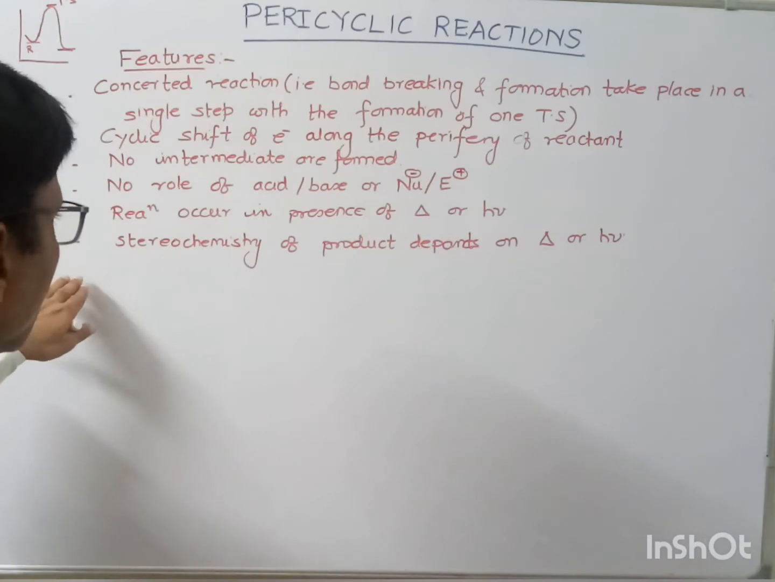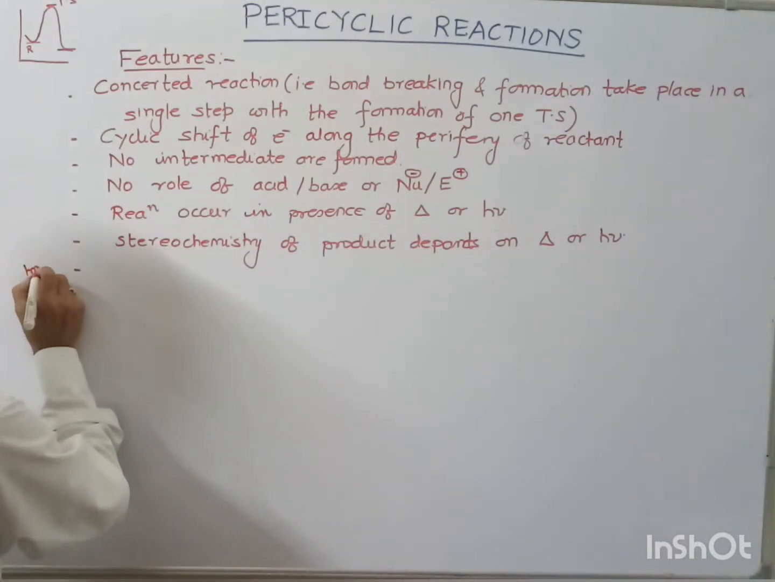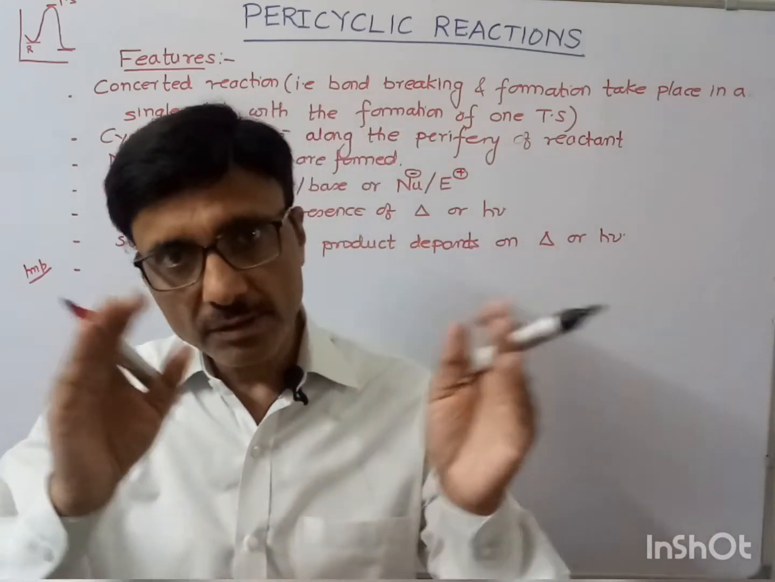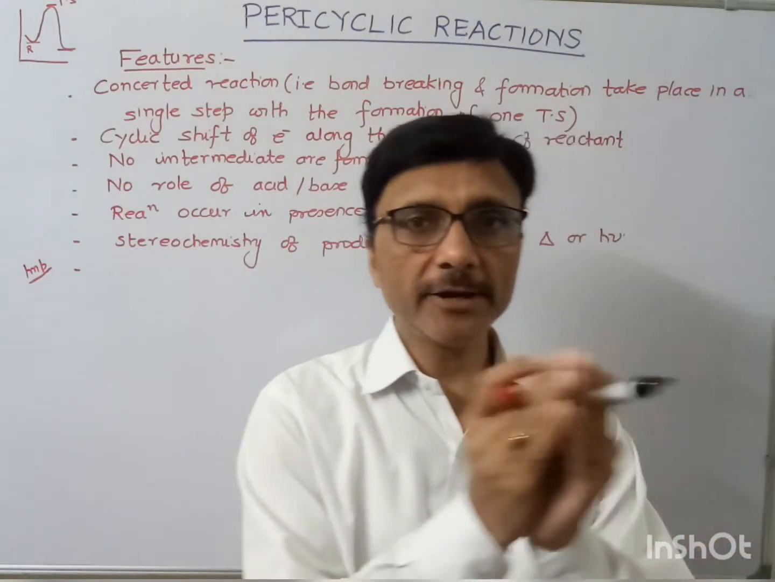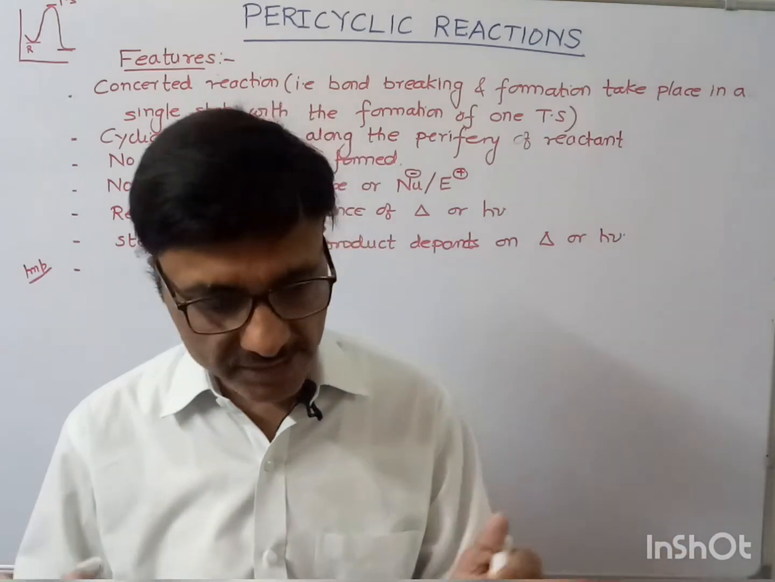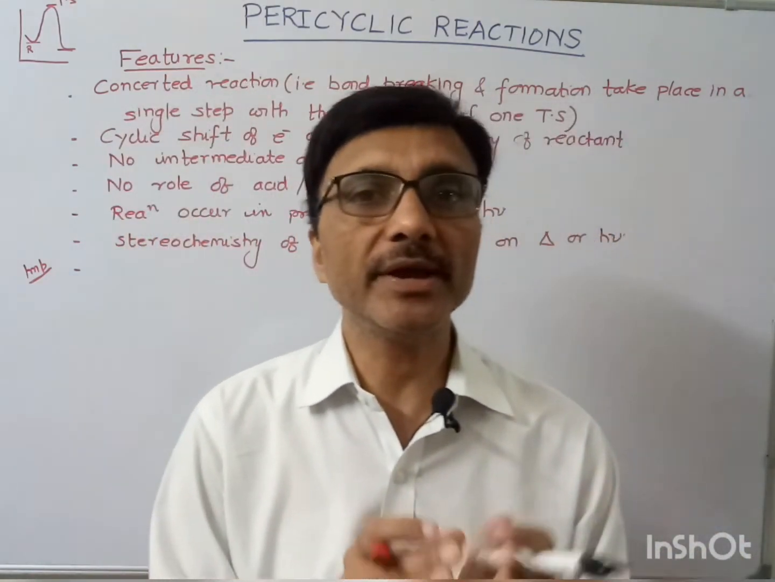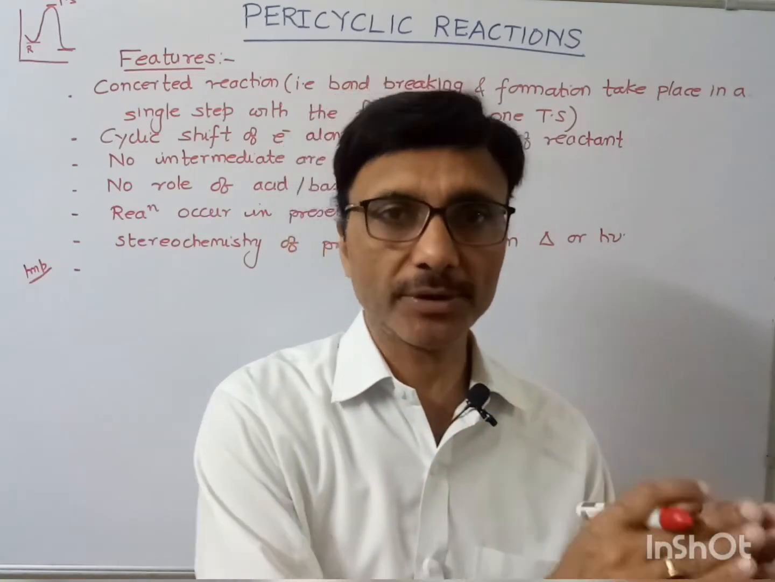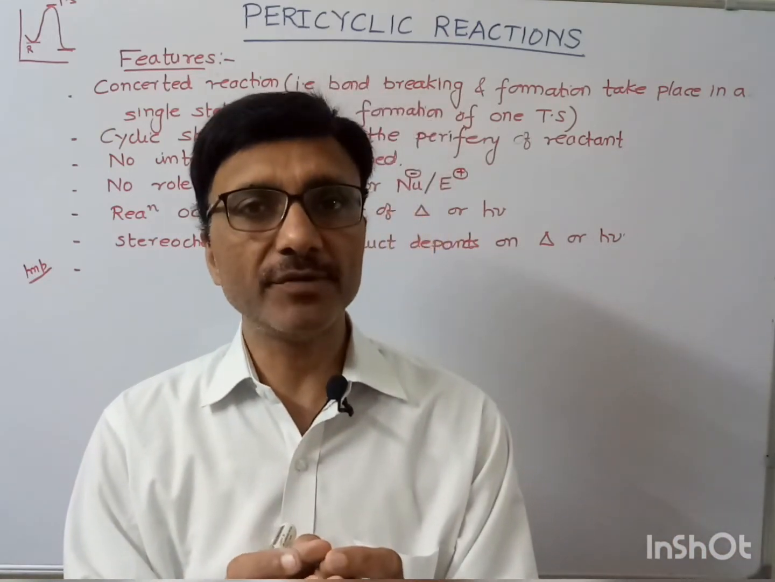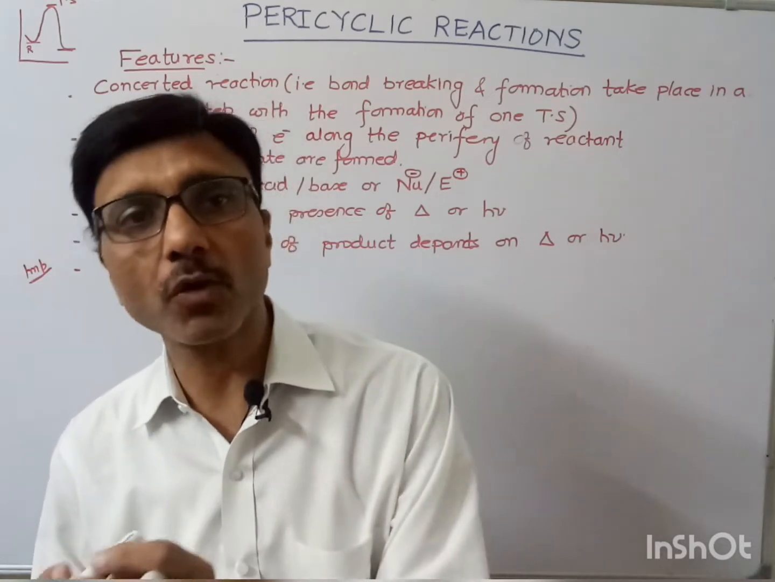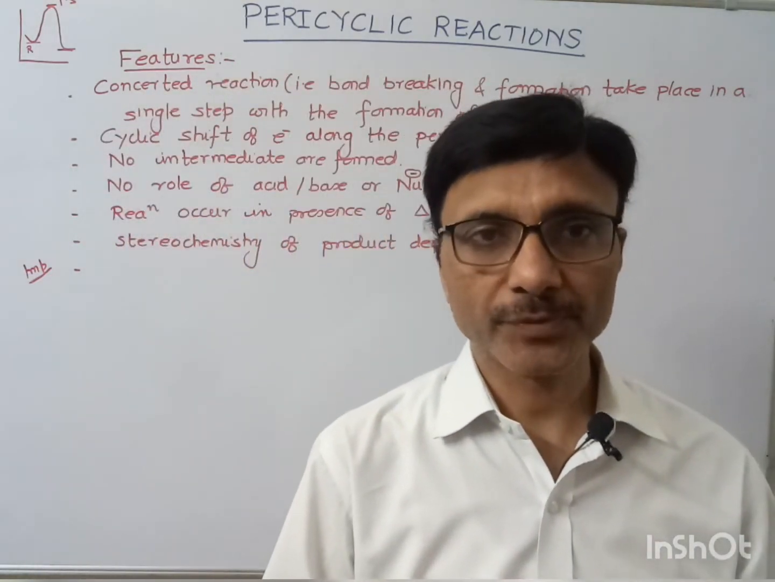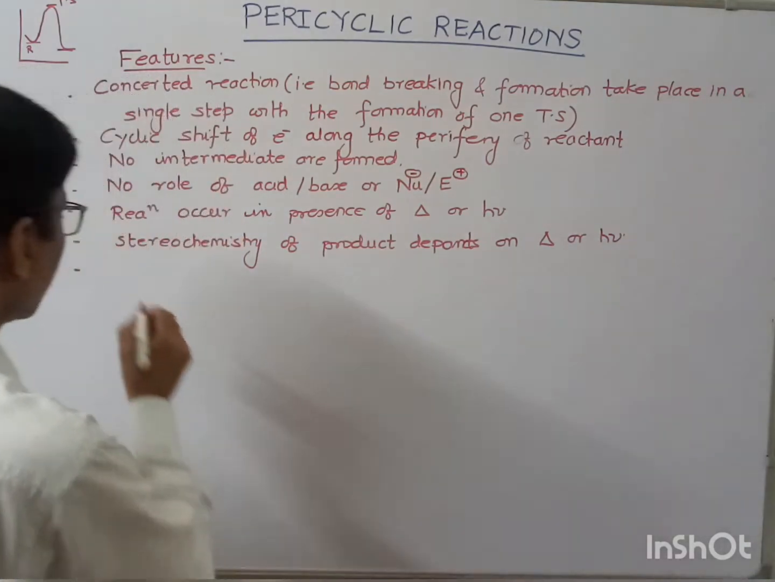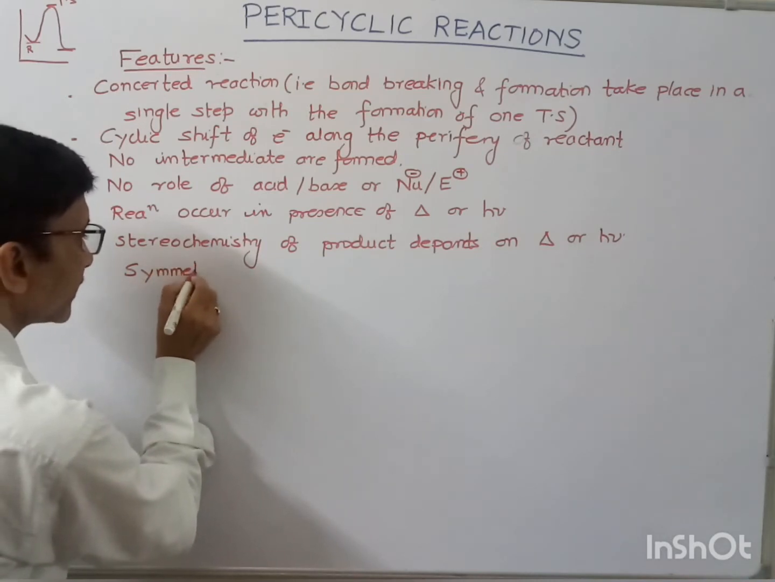Next, one of the very important points here: if you see the reactant and product, the symmetry of orbitals of reactant and product will remain the same. In pericyclic reactions there is a conservation of orbital symmetry in reactant and product. So what does it mean? Suppose the orbitals of the reactant have C2 symmetry or sigma mirror plane symmetry, then the orbitals of the product will also have C2 and mirror plane symmetry. So the symmetry of the orbitals is conserved.